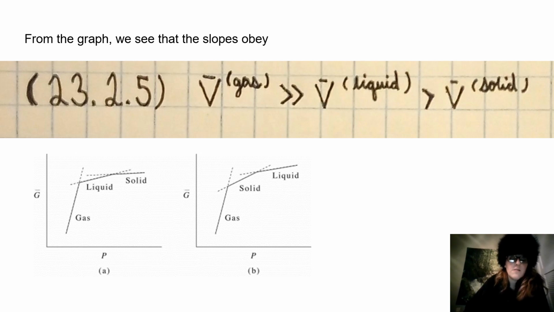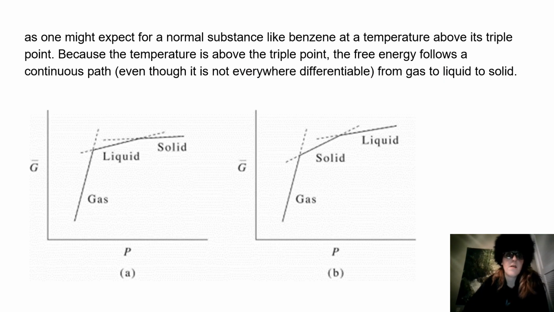than V solid. As one might expect for a normal substance like benzene at a temperature above its triple point, because the temperature is above the triple point, the free energy follows a continuous path, even though it is not everywhere differentiable, from gas to liquid to solid.